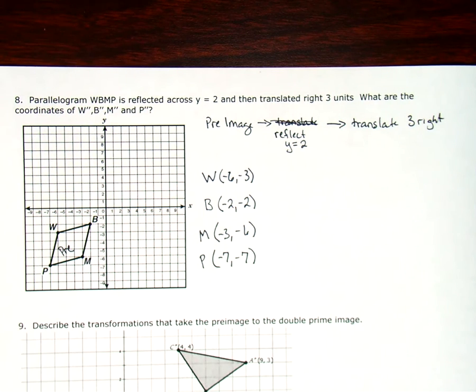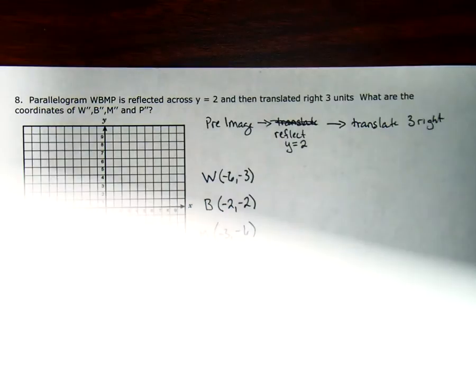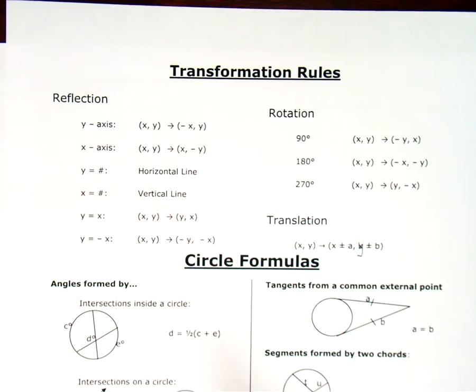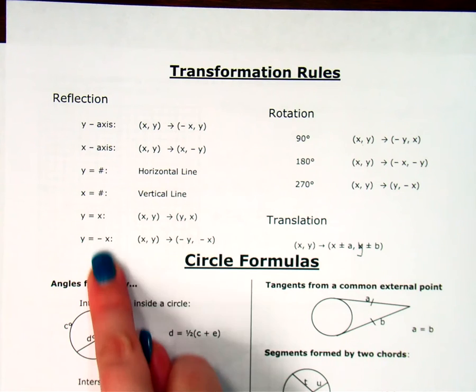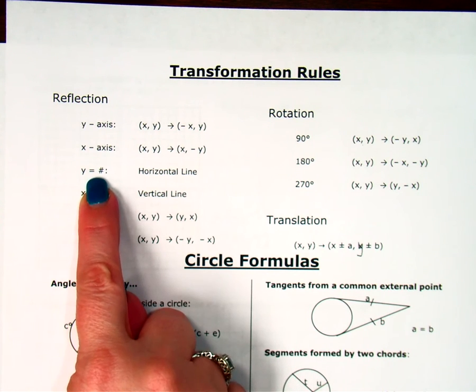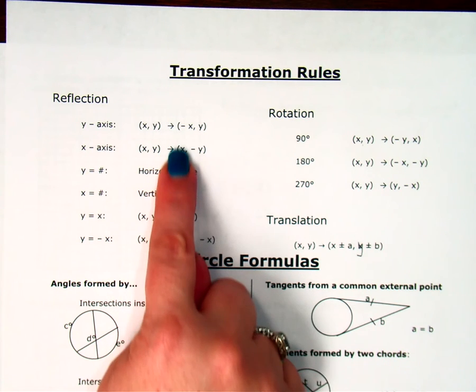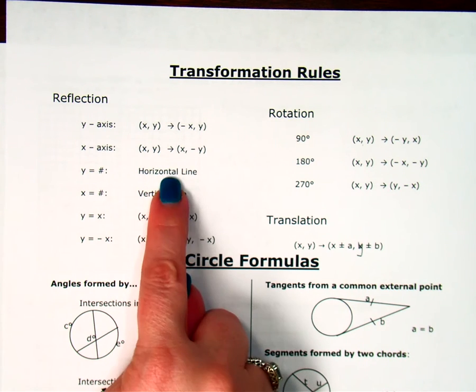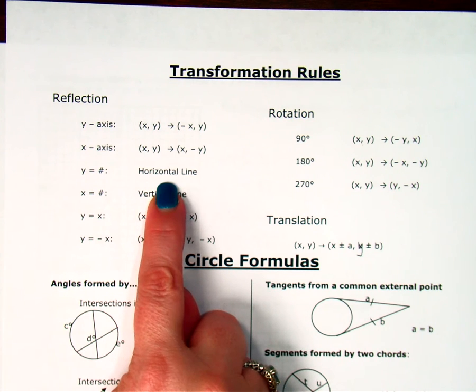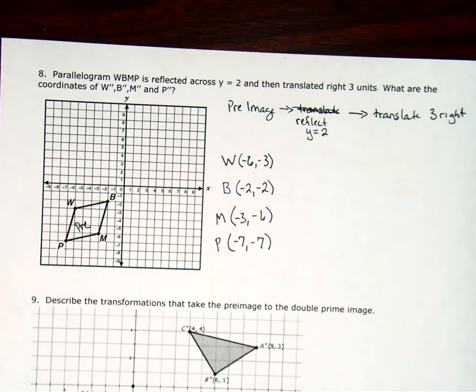The first thing I'm going to do is reflect across the line y equals 2. Y equals a number isn't listed on my formula chart as a reflection rule, but I do have y equals a number. I know that's going to graph as a horizontal line, which means I don't have one of these fancy little rules. I just have to do this one by hand. So I have to graph that horizontal line, and then every point has to reflect to the other side of it.